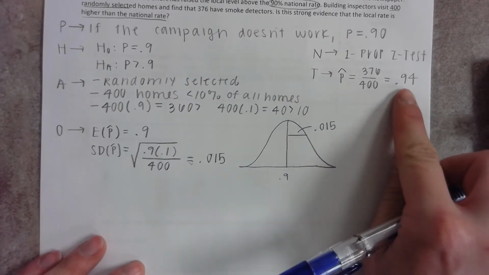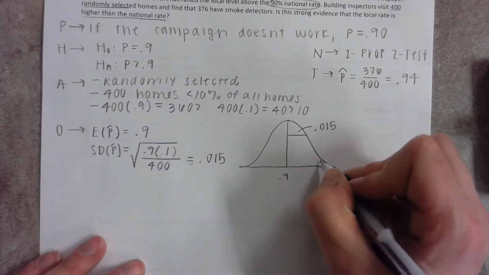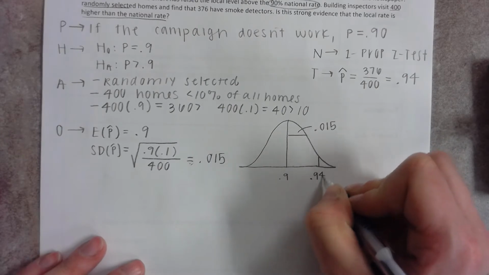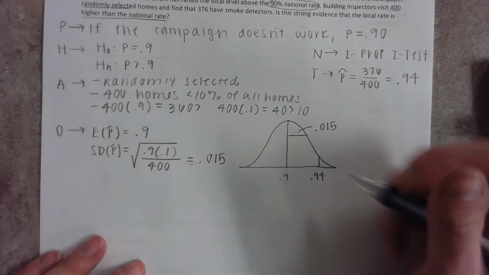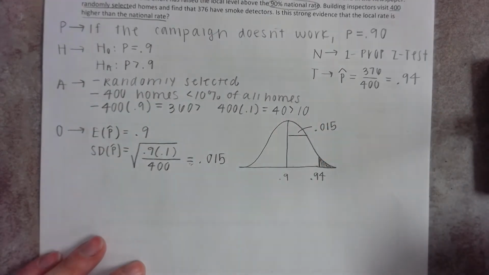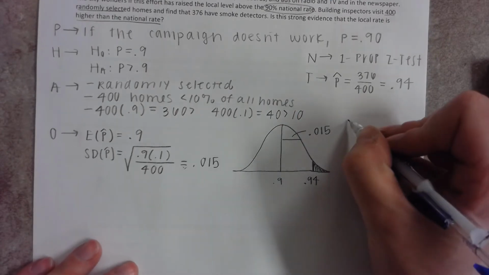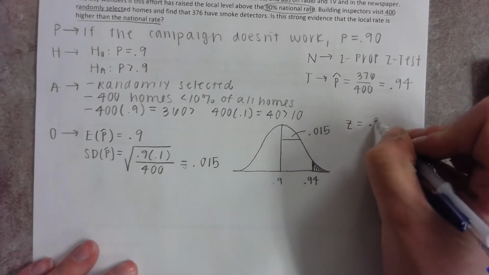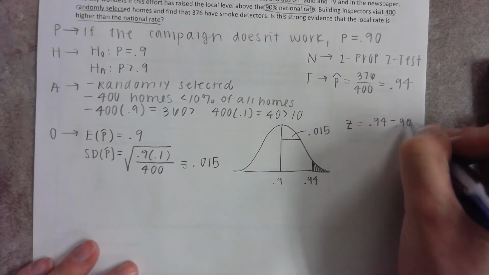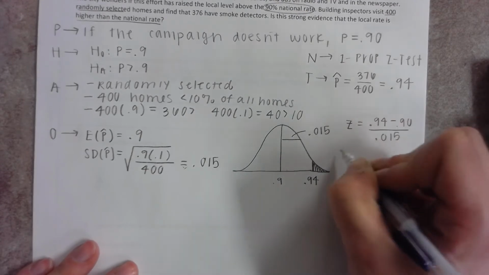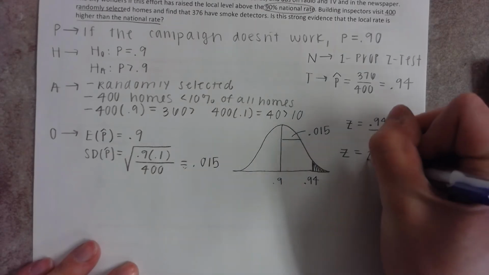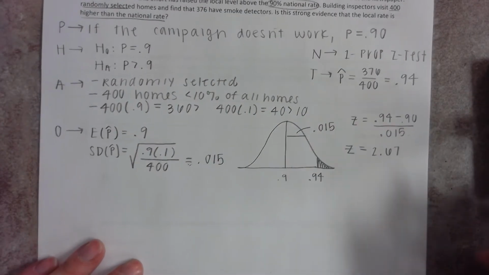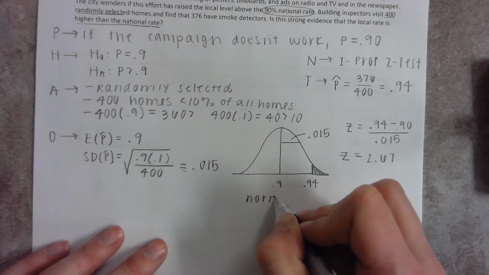The p-hat that I'm looking for from my sample is 94%, so it would be somewhere over here. Because I am trying to find out if my p was greater than the 0.9, I'm going to shade to the right, the greater than. To find that area, I first need a z-score, so I will convert my p-hat into a z-score. So we have 2.67.